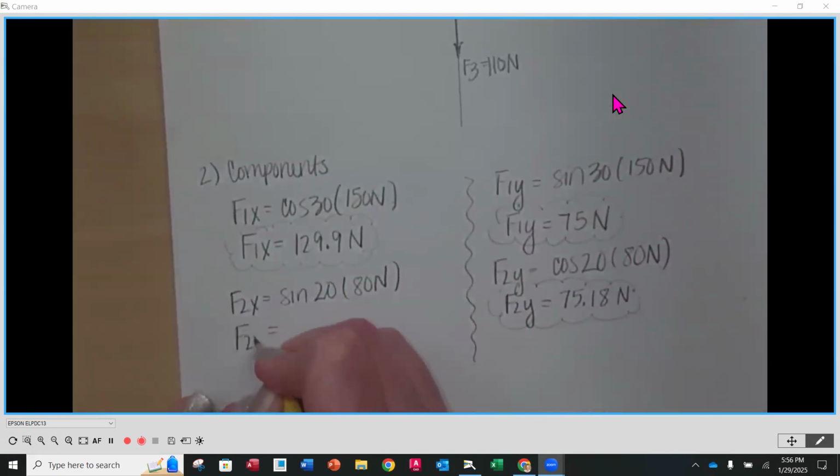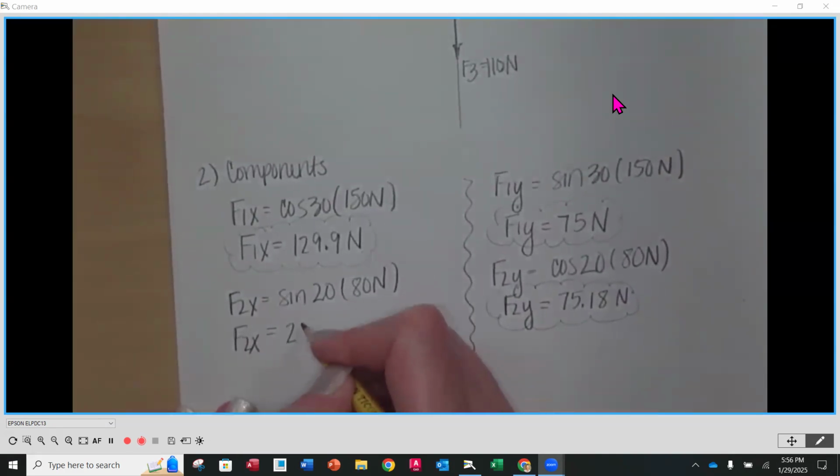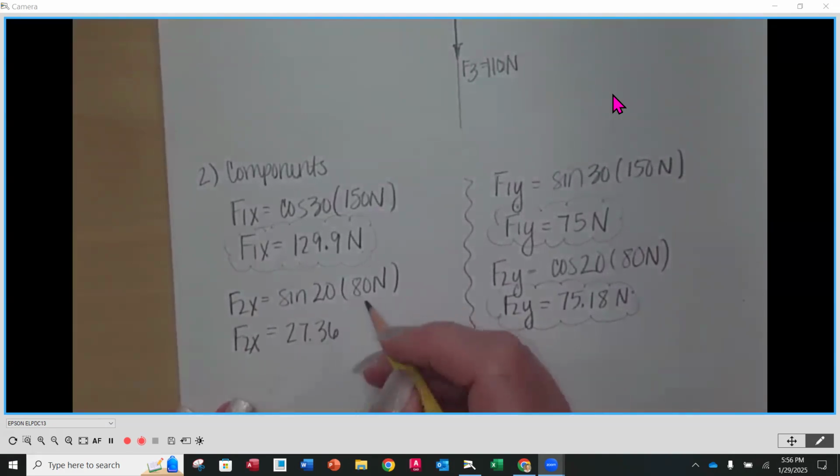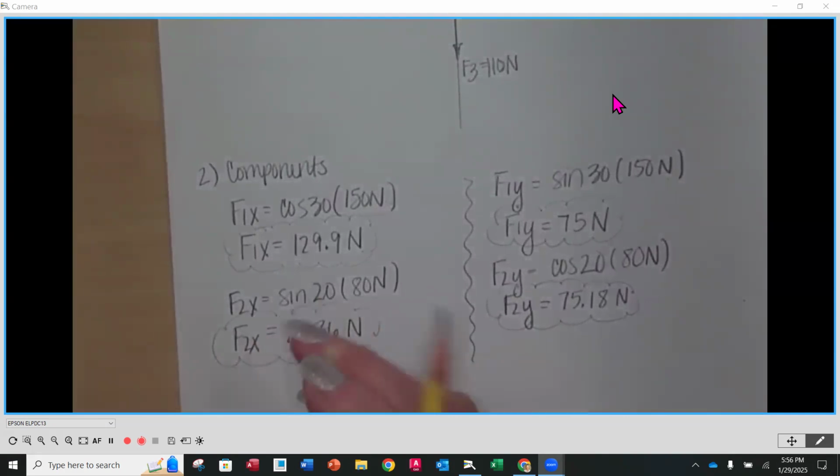So what do we get for F2X? 27.36 newtons, right? Anybody else get that same number? I don't have it in front of me. Well, I do. Yeah.